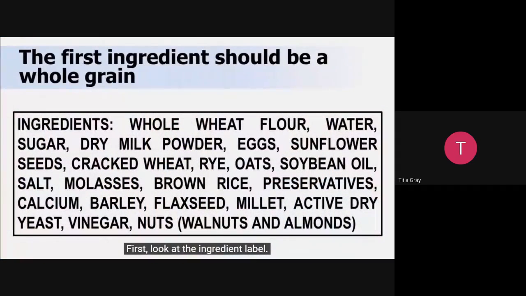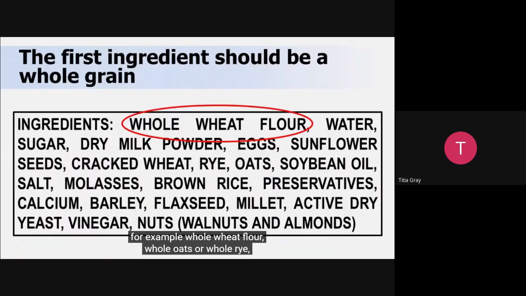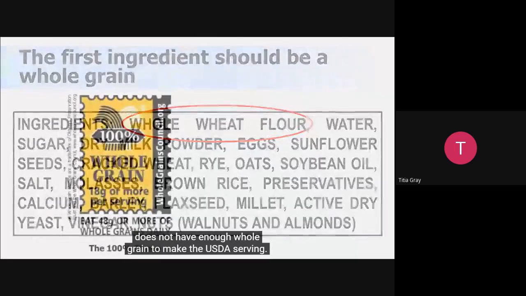First, look at the ingredient label. If the first ingredient says whole before a type of grain, for example, whole wheat flour, whole oats, or whole rye, then the product is more likely to be a whole grain product. However, this is not guaranteed. If the whole grain appears farther down the list, the more likely it is that the product does not have enough whole grain to make the USDA serving.